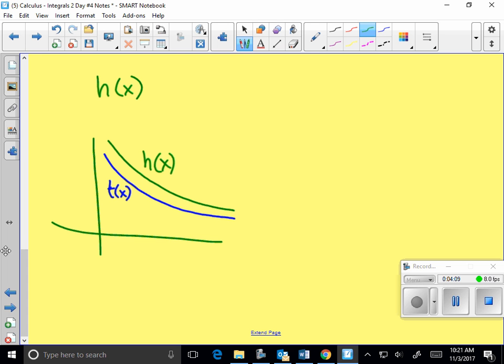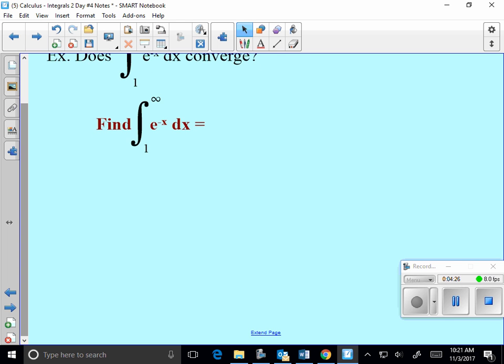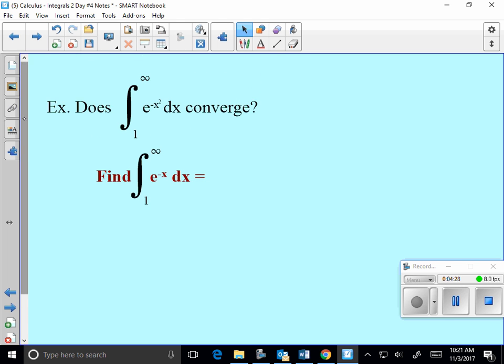So let's see if I can connect that with an example here. So does e to the negative x squared dx converge? I don't know. Do you? It does? Does it? I don't know. Well, let's look at e to the negative x, because I don't want to integrate e to the negative x squared, and I don't think you do either, because u-sub's not going to work. Integration by parts is going to be just sinfully nasty.